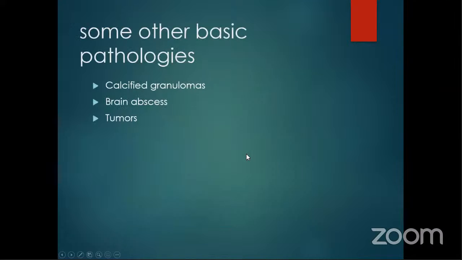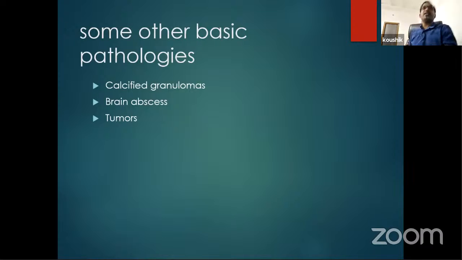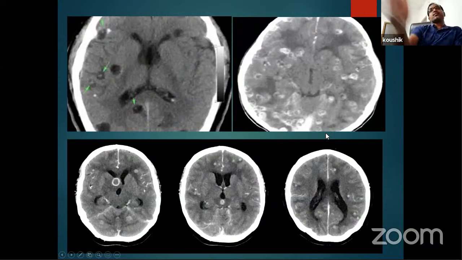Okay, done. Some other basic pathologies: day in and day out, we see calcified granulomas. Here are the two things most commonly seen. The upper one is neurocysticercosis and the lower one is tuberculomas. So how am I saying it is neurocysticercosis and tuberculomas? Even in MRI, it is very difficult to differentiate neurocysticercosis from tuberculoma if they are solitary lesions, or if the lesions are less than 3 or 4 in number.